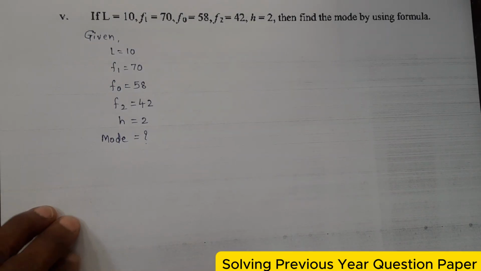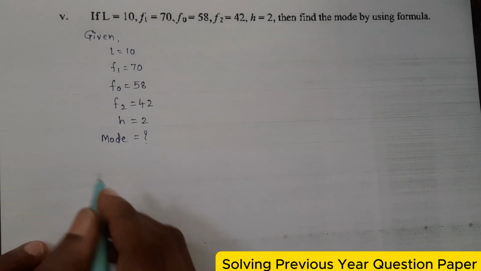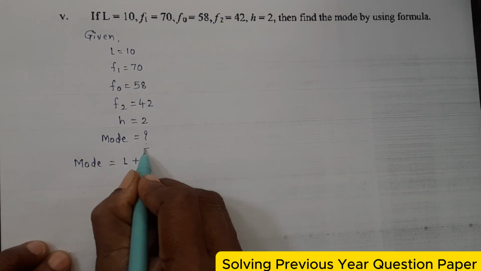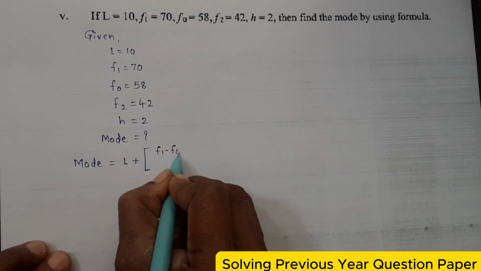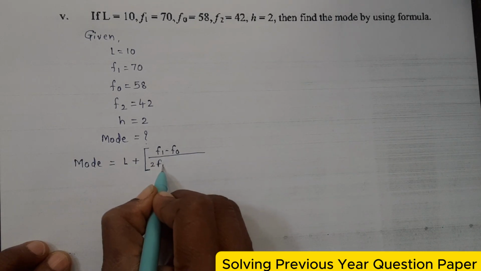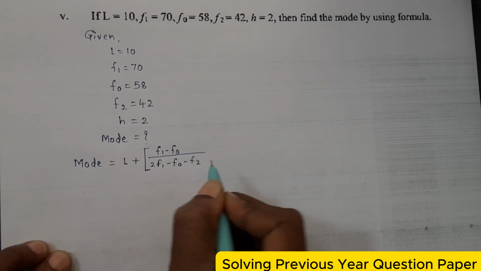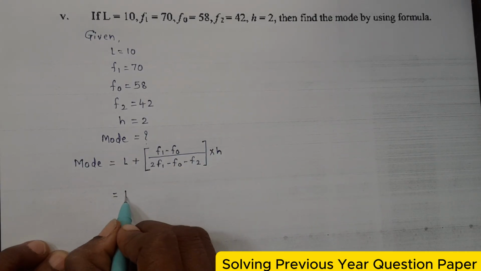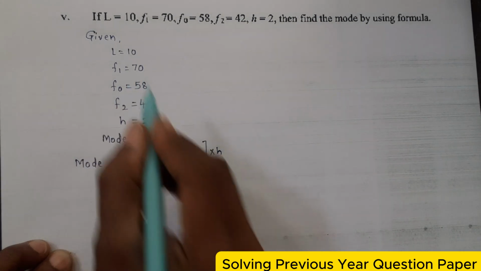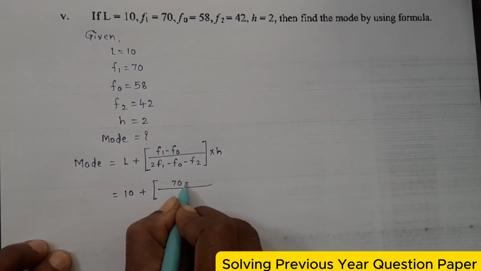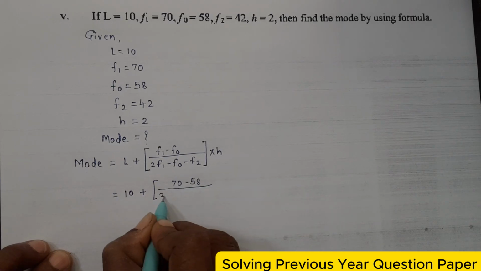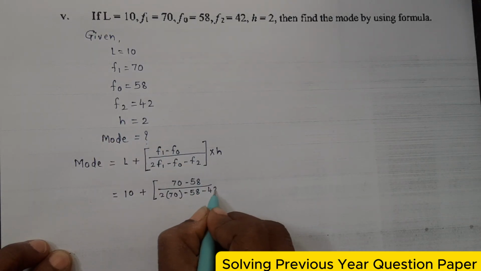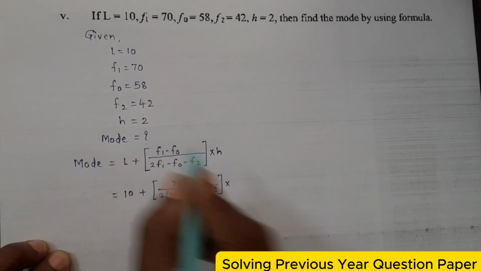So now, students, we write down the formula. For the mode, the formula is mode is equal to L plus, in the bracket, F1 minus F0 upon 2F1 minus F0 minus F2, bracket complete, multiply H. So here is the substitution: 10 plus, F1 is 70, so 70 minus 58 divided by 2 multiply 70 minus 58 minus 42, in the bracket, multiply 2.